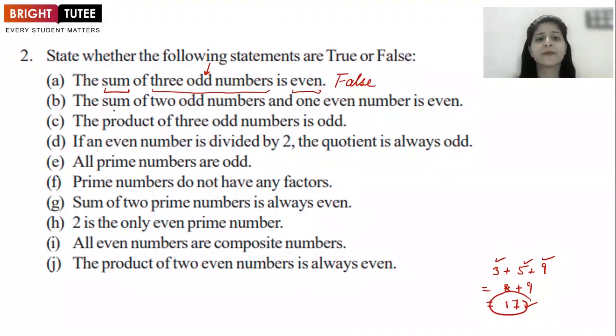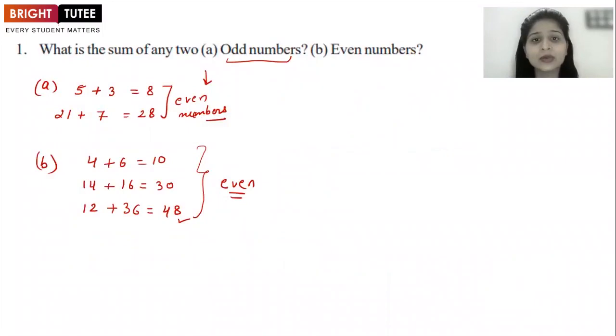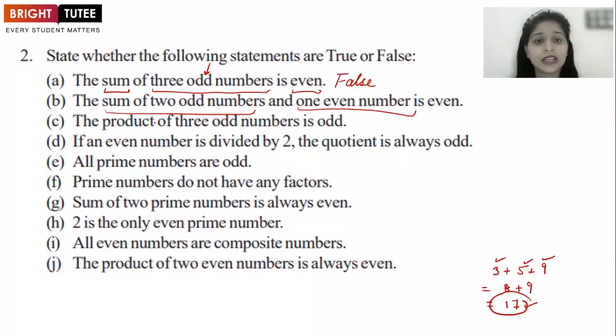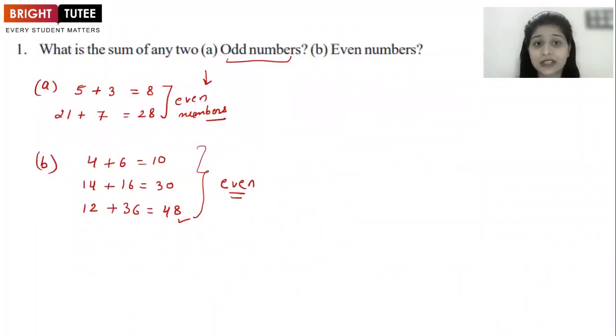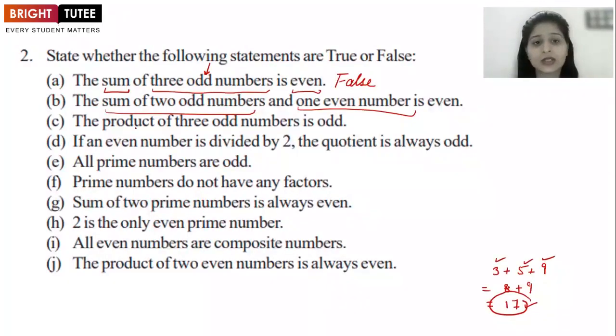The next statement is: the sum of two odd numbers and one even number is even. Obviously. Why did I say obviously? Because we have discussed in the previous question that when we add two odd numbers, we get an even number. Here, even plus even will always give us an even number. So when you add two odd numbers, the answer will be even, and one more even number you are adding to it, so that will become even. So this is a true statement.